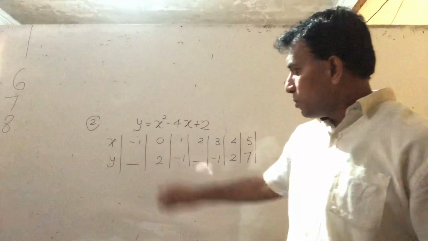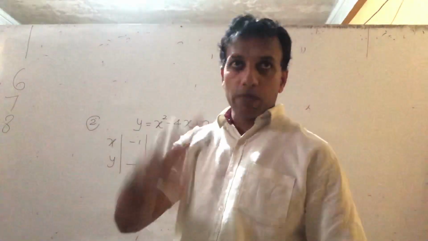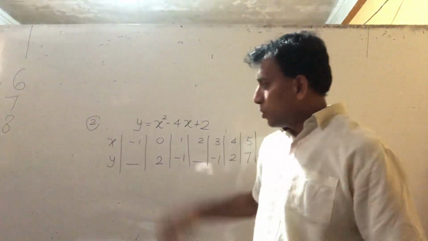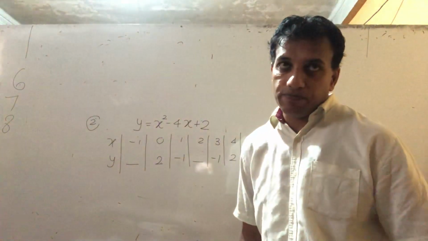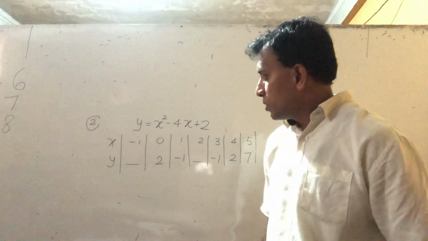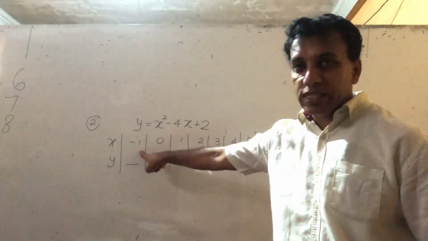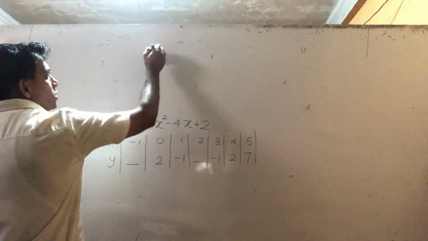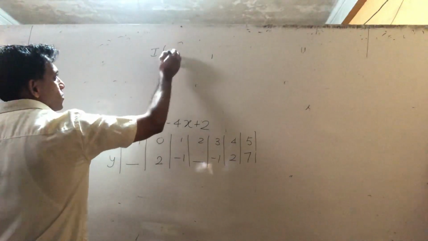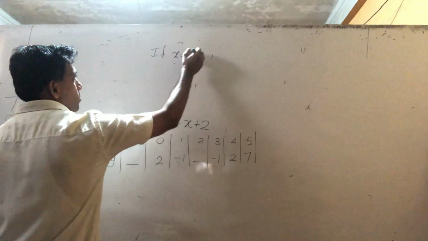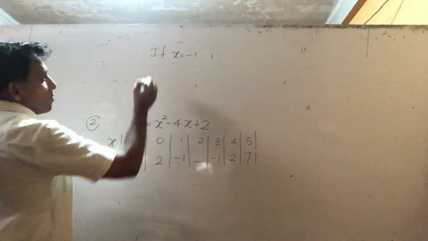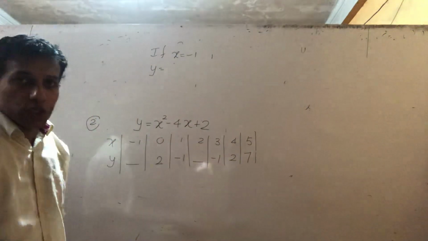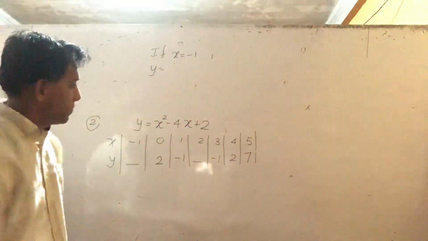Okay, so now we fill this. You can see this is your textbook problem. Refer to your grade 11 graph question book, you can see this problem there. First find, if x equals minus 1, what is y? Substitute in the equation and find the answer.